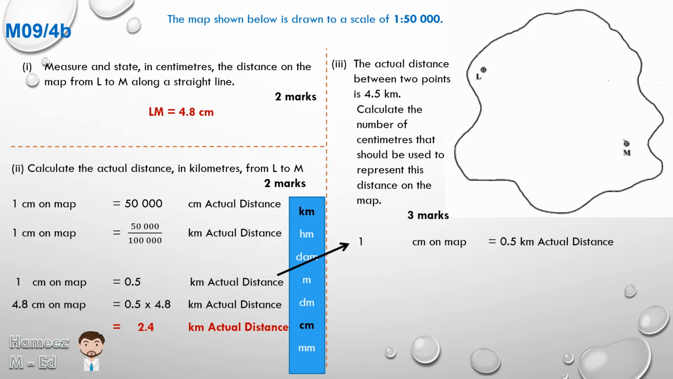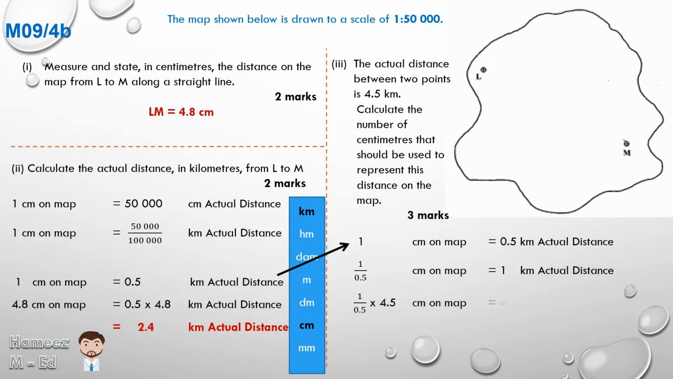Well, we take the right-hand side and we try to make it 1 kilometer. So 1 kilometer on the map. And how do we go from 0.5 to 1? We divide by 0.5 on the right-hand side, so we do the same on the left-hand side. So it'll be 1 over 0.5 centimeters on the map.